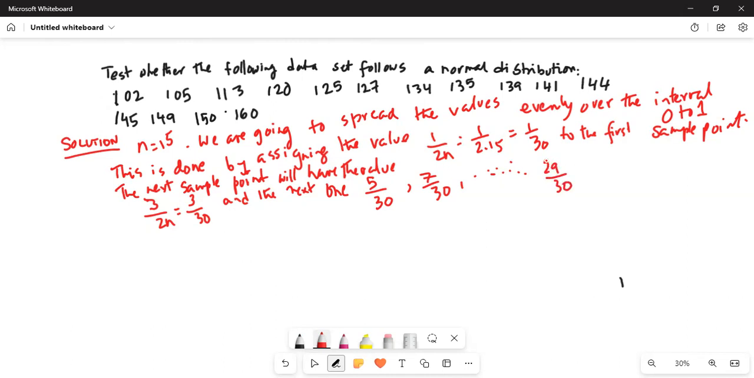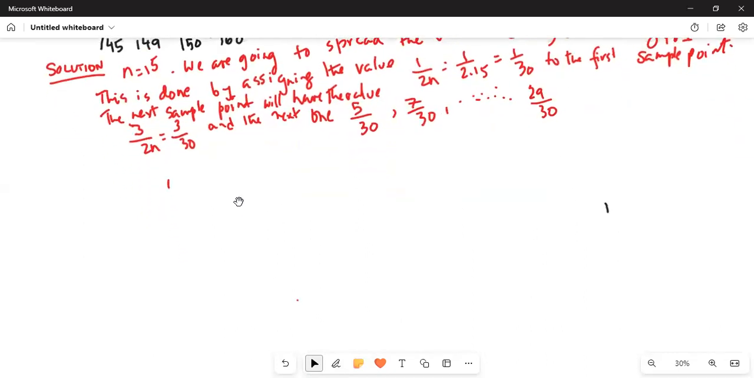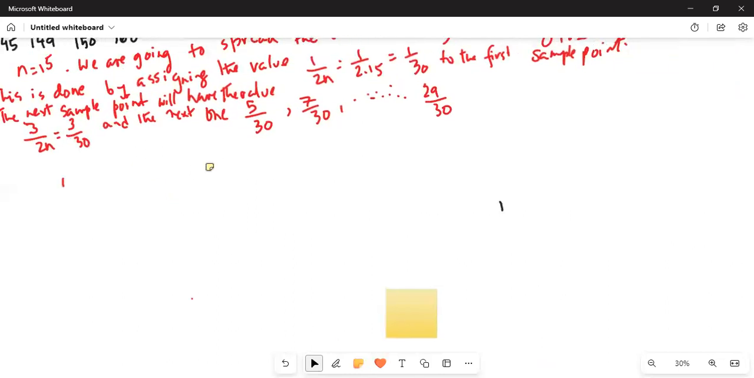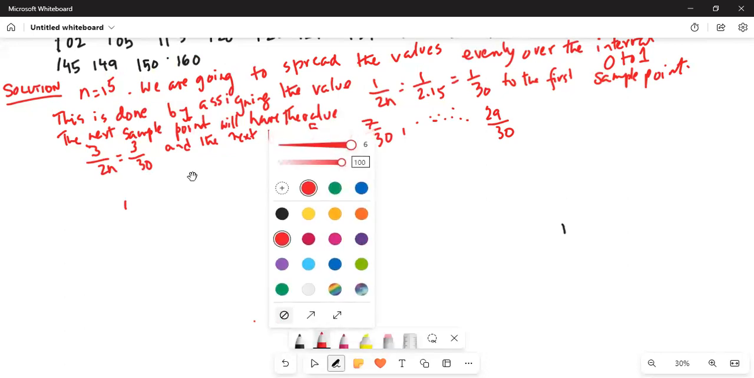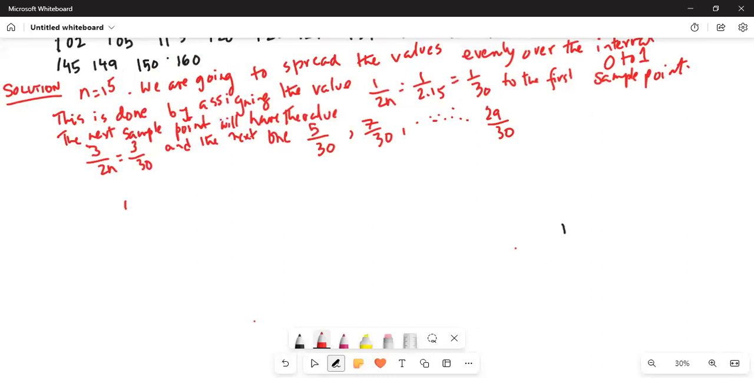So let's make a table now. We are arranging the numbers from the lowest to the highest. So I'm making a table. My table has i, which means what number point it is, then xi, and then ai.